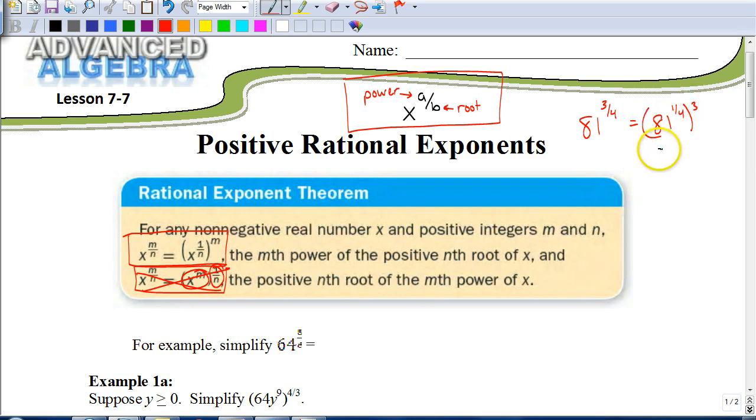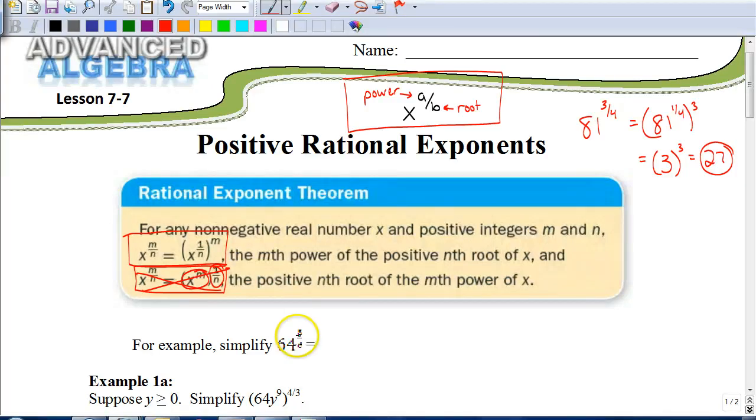So for this particular problem, I would take the fourth root of 81, meaning what times itself 4 times would give me 81? Well, hopefully you'll know that that's 3, because 3 times itself 4 times is 81. So taking the fourth root of 81, we get 3, and now we're going to apply the power. 3 cubed is 27. So see how easy that was to do without a calculator? Again, if you had to take the power first, then the root, there's no way you could do this without a calculator. So let's look at another example.